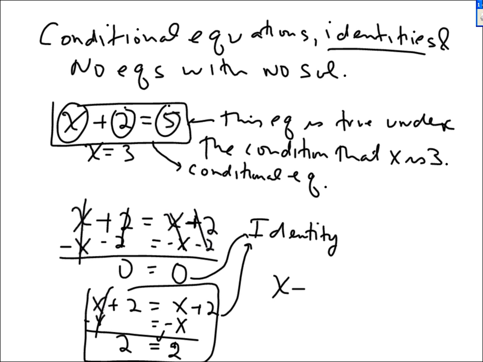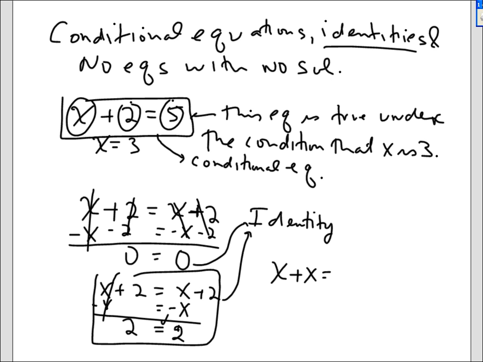For example, x plus x always equals 2x. 5 plus 5 equals 2 times 5. 7 plus 7 equals 2 times 7. This would be an identity equation. It's always true. Try a few more.